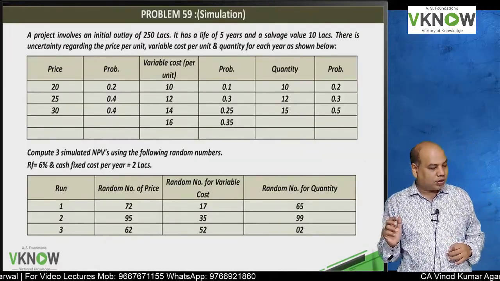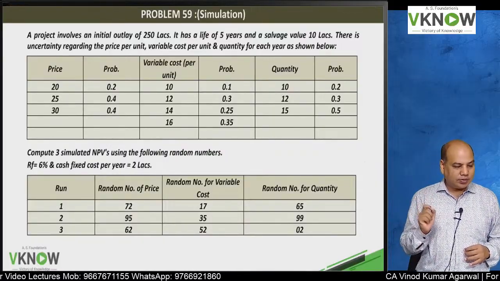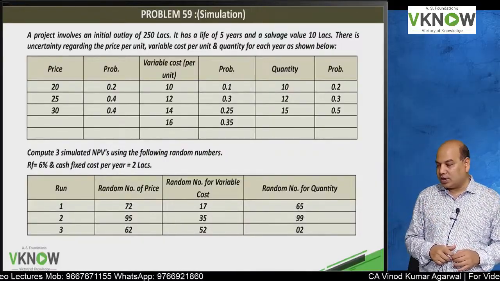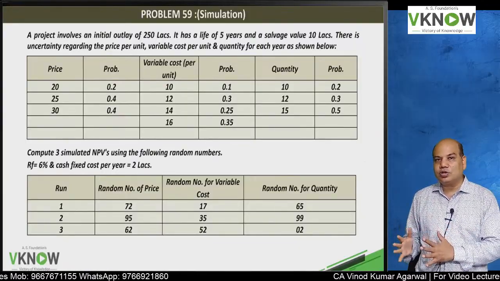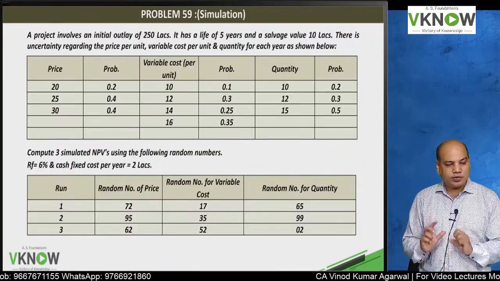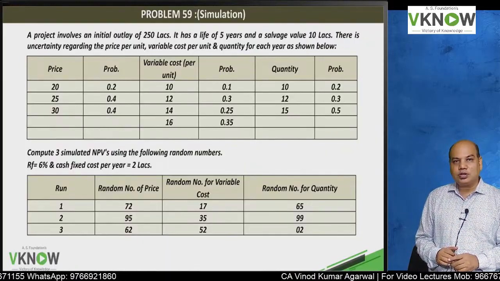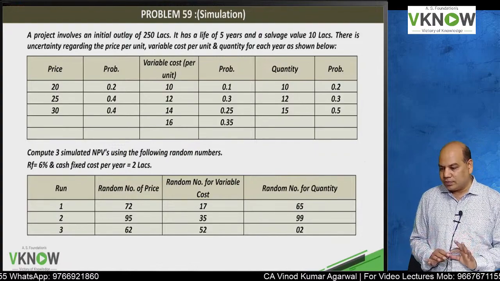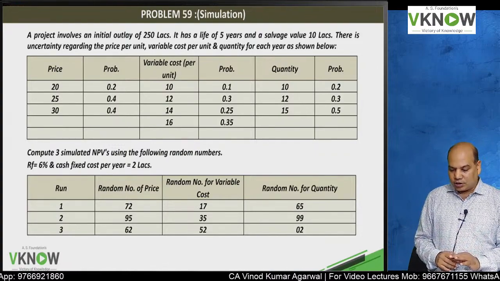Let us see question number 59. Please mark it important for the exam, because you don't have too many varieties of question on simulation. These are the 2 types of question I found, and if they ask any question, it will be around this only. A project involves an initial outlay of 250 lakh.